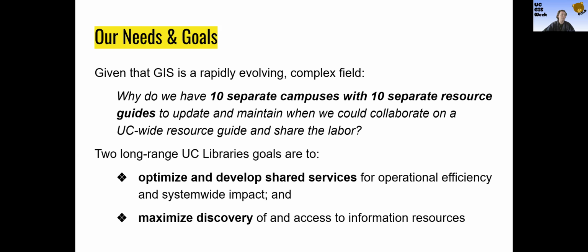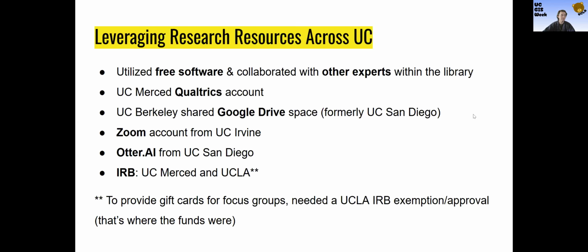This happens to align with two of our long-range UC libraries system-wide goals, which are to optimize and develop shared services, and to maximize discovery of and access to information resources. Having one centralized guide, we're hoping, will make things much more accessible and easier to find than 10 smaller resource guides that are not shared among our campuses.